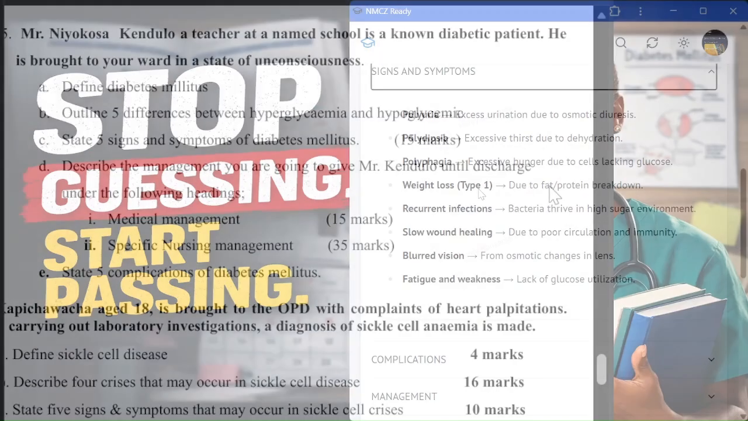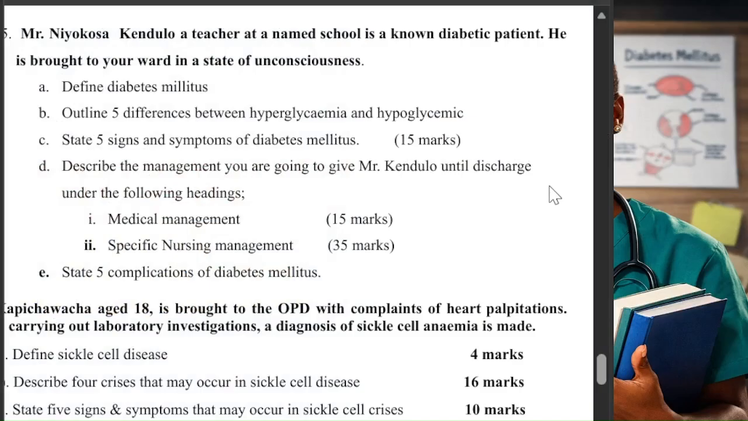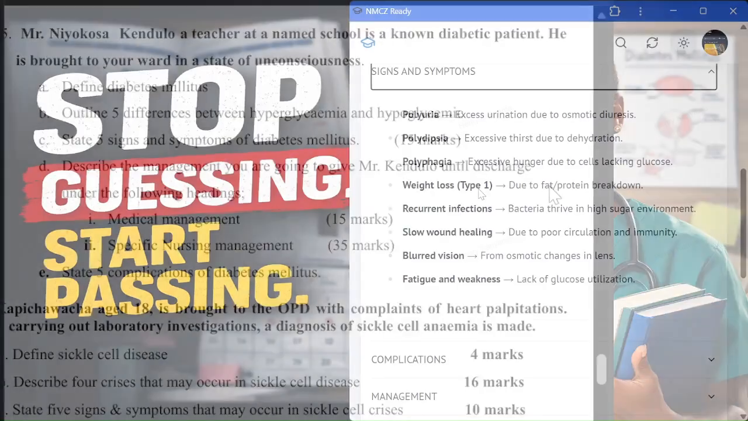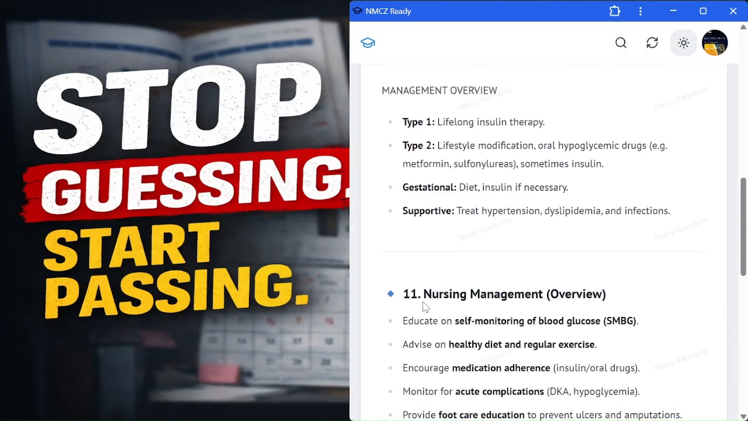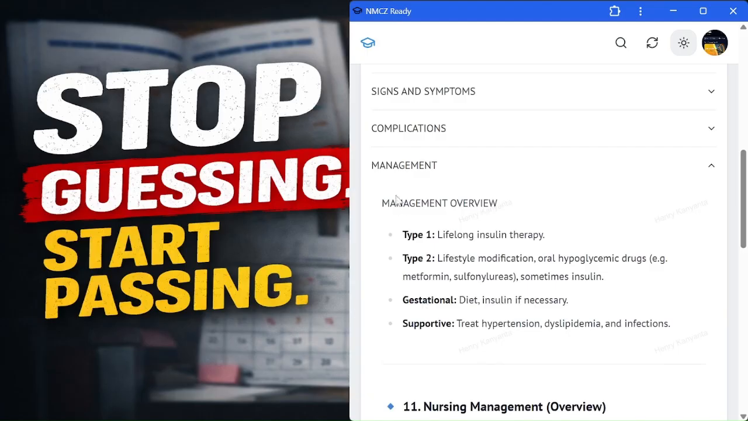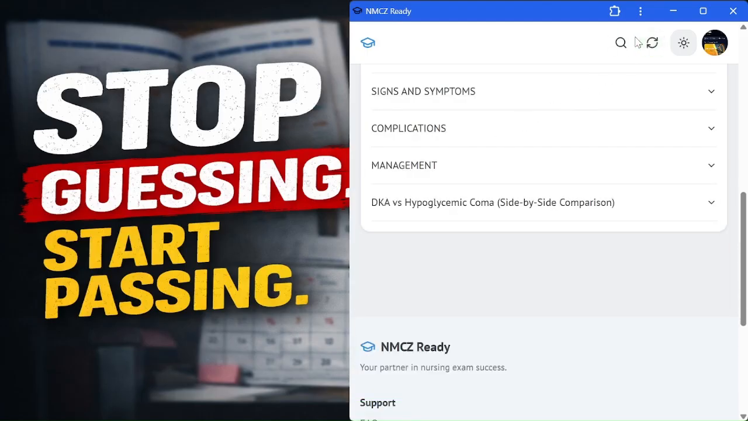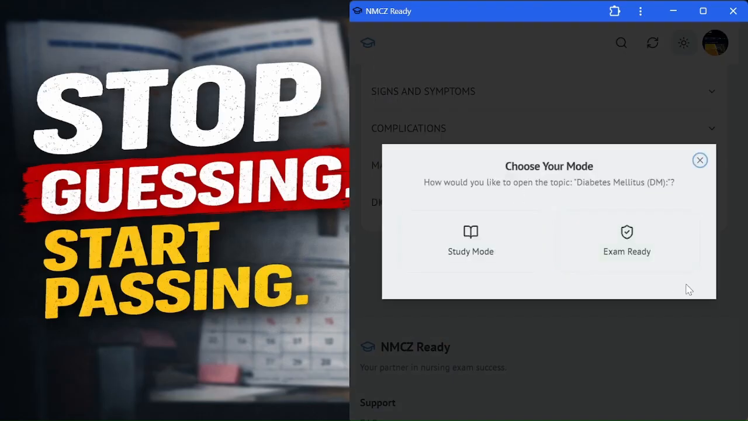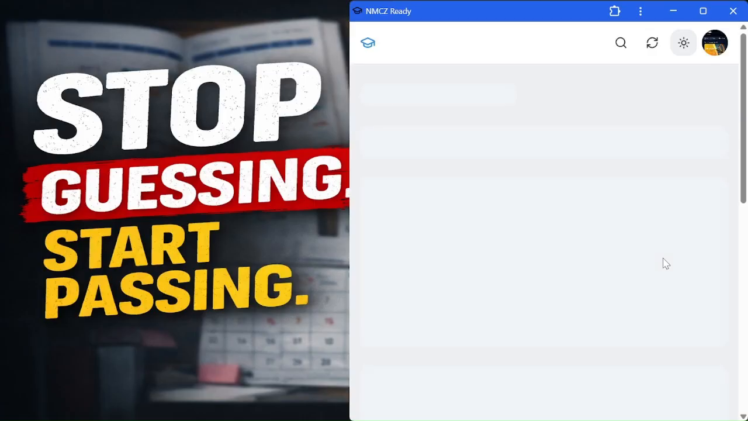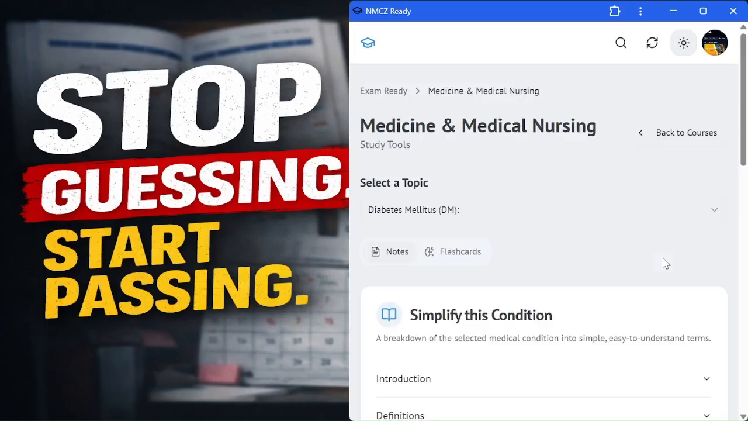The other part of the question that we're supposed to look at is the management, medical management, as well as the specific nursing management. So when we get back to the platform, the management that is provided under the study mode is not the full management, it's an overview. But for the full management, you look at it in the exam ready mode. So just search for DM, medicine, exam ready, and then when the condition opens, we shall be able to answer this question.